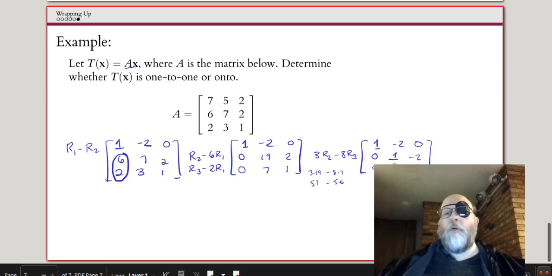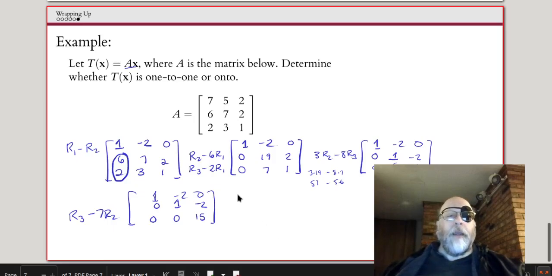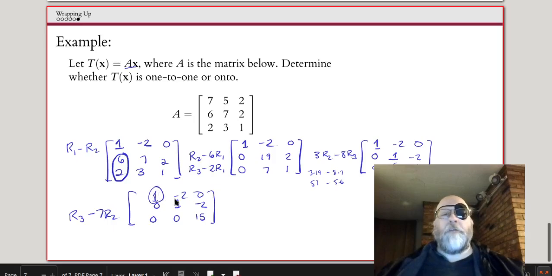And then we'll take row 3 and subtract 7 times row 2. So we get 1, -2, 0, 0, 1, -2, 0, 0. 7 minus 7 is 0. 1 minus -14 is 15. All right. This is in echelon form. It's not in reduced echelon form, but it's enough for me to know that I have a pivot in every row.